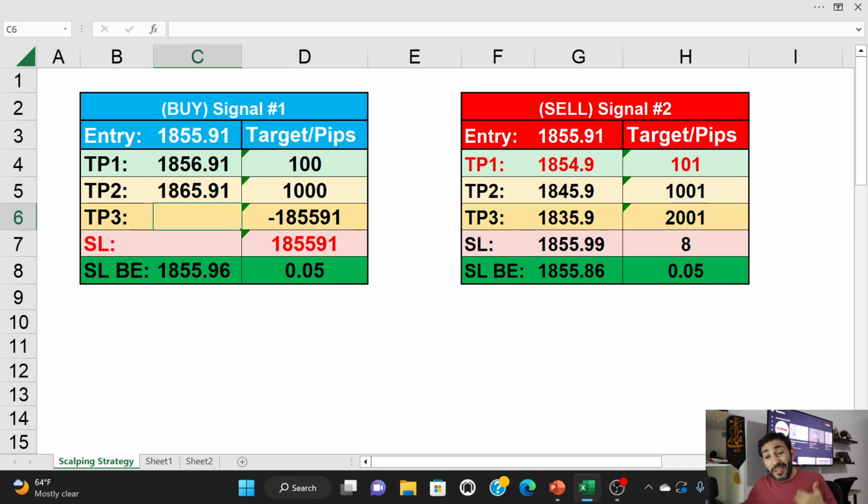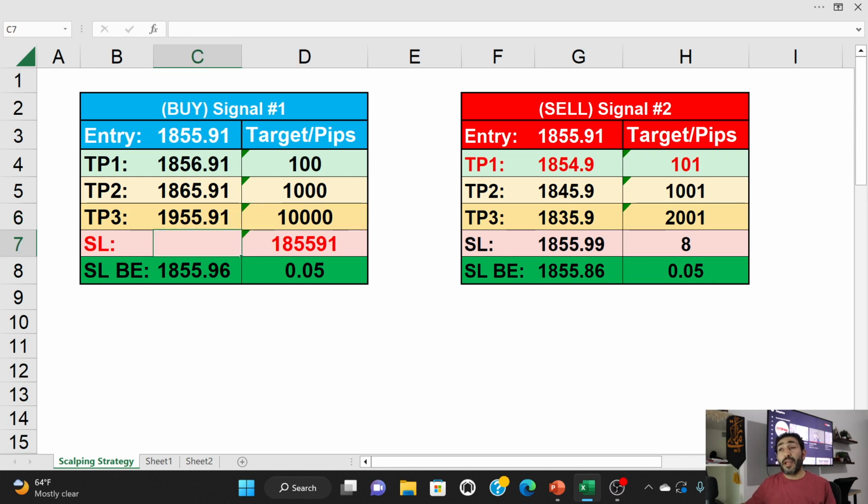Now if I want to increase 10,000 bip, if I am going to take a profit number 3, 10,000 bip, so it is not 1 bip, it is not 10 bip, it is not 100 bip, it is not 1,000 bip, it is 10,000 bip. So what I need to do here is increase the 8 to 9. So 1955.91. So now this is 10,000 bip.